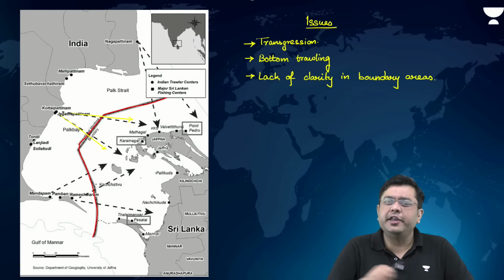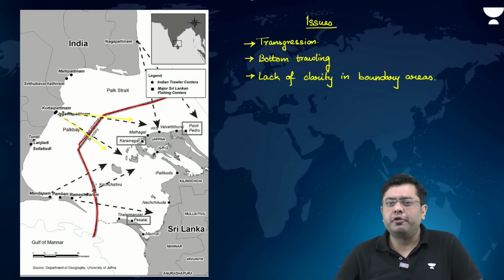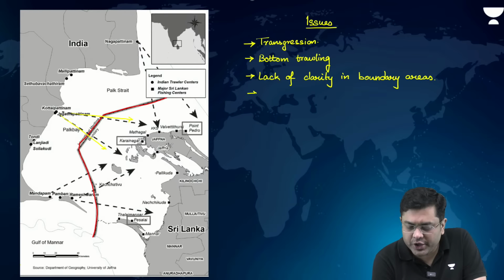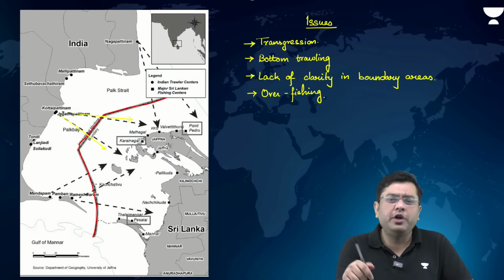Then there is always the issue of overexploitation of resources in the region, which the Sri Lankan fishermen allege that the Tamil Nadu fishermen come in large numbers and end up carrying out overfishing, which leaves very little for them. So that is overexploitation, or overfishing. Now, this is the problem which the region faces, due to which there is a lot of controversy.